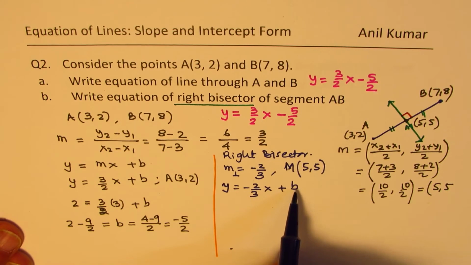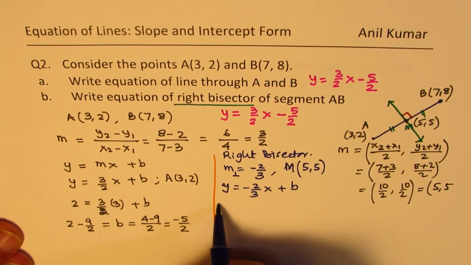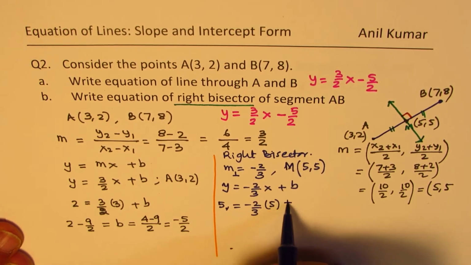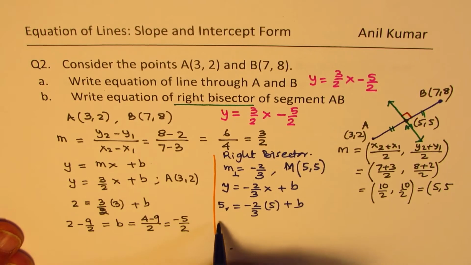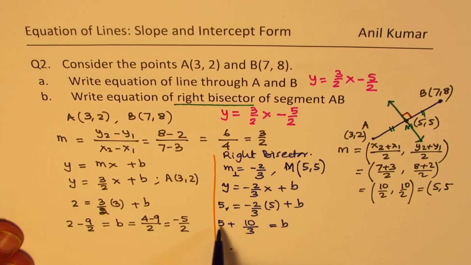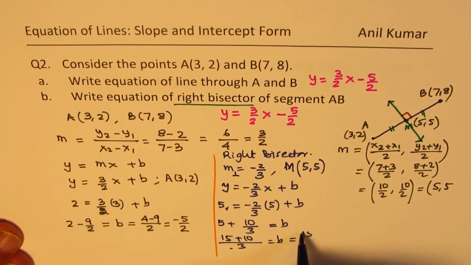To get the value of b, I'm going to use the value 5 for both x and y, right? So 5 equals minus 2 over 3 times 5 plus b. Taking it to the left side, we get 5 plus 10 over 3 equals b. And when you add this, 5 times 3 is 15, 15 plus 10 is 25. So you get (15 plus 10) over 3 equals b, which basically is 25 over 3, right?